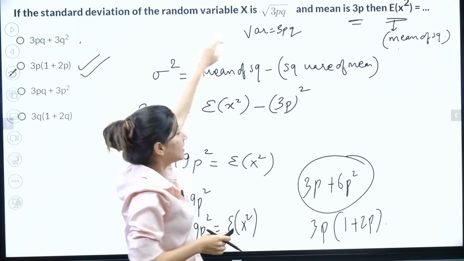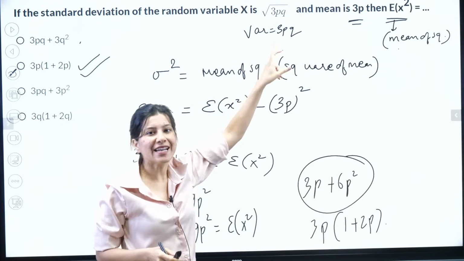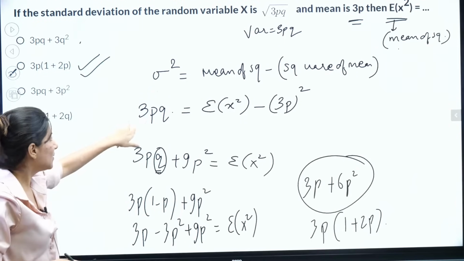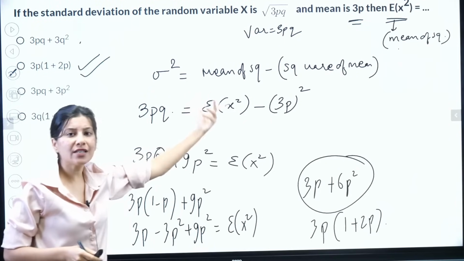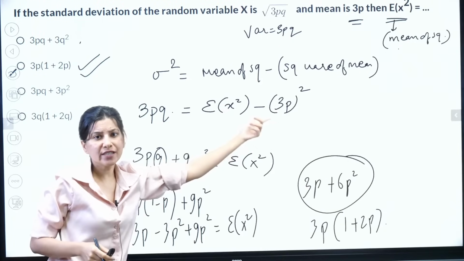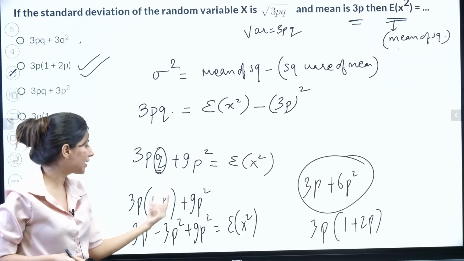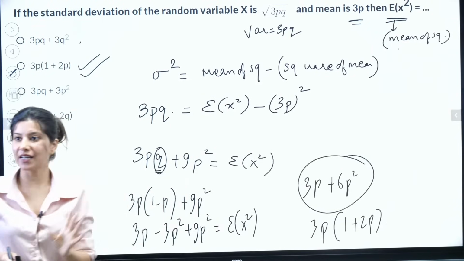So standard deviation they have given. If you square standard deviation, you get variance. So 3pq is equal to this. Now you just have to shift this towards the left hand side and plug in the value of q so that you get the final answer.